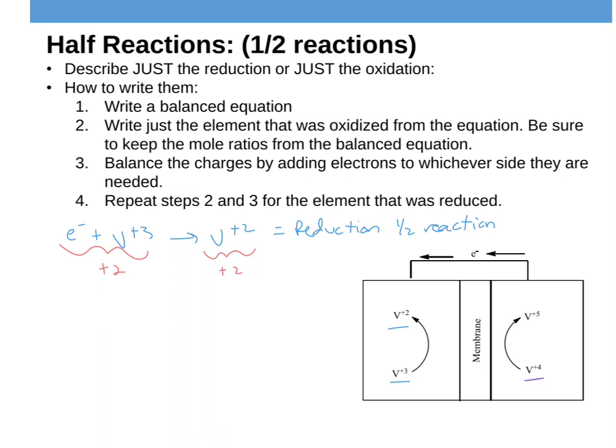If I do the same thing with the other side, vanadium 4 to 5, I've also got a balance in terms of number of vanadiums, 1 and 1, but my charges don't balance. So how am I going to get that to be fixed? Well, if I add an electron to the right-hand side, then I'm going to have a net of plus 4 on the left and a net of plus 4 on the right. So that means this is my oxidation half reaction.